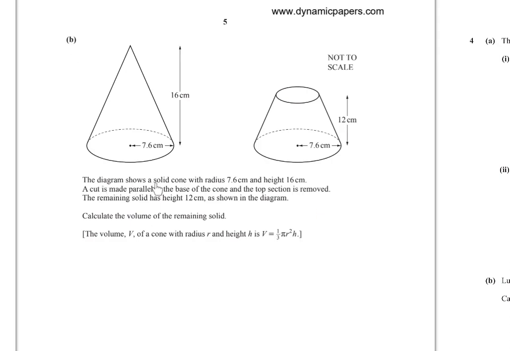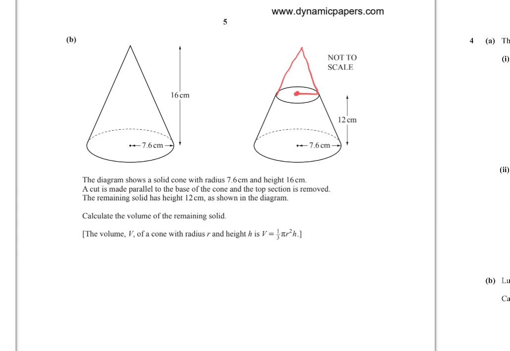B. The diagram shows a solid cone with radius 7.6 cm and height 16 cm. A cut is made parallel to the base of the cone and the top section is removed. The remaining solid has height 12 cm, as shown in the diagram. Calculate the volume of the remaining solid. To find it, you need the volume of the large cone minus the volume of the cone which is removed.